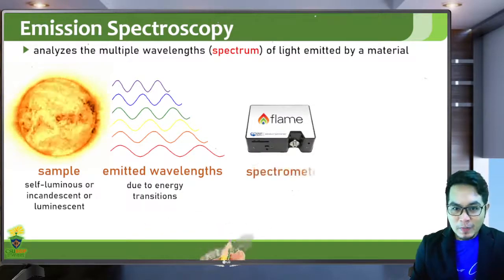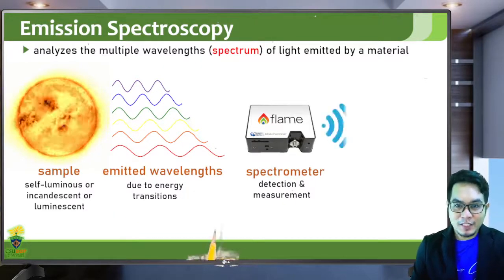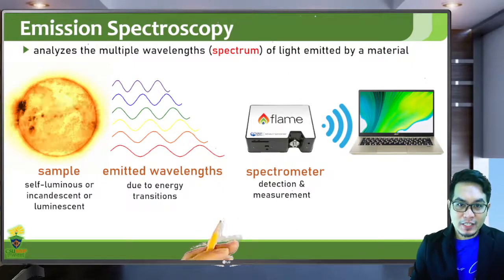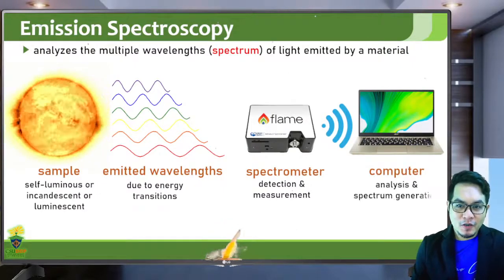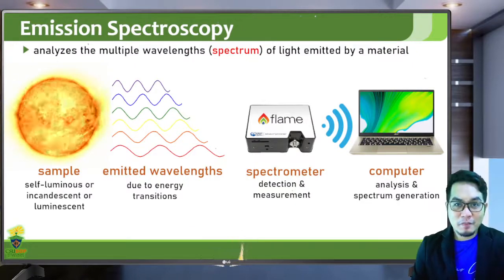Your spectrometer will then detect and measure these wavelengths, and transmit this data to a computer for the computer to analyze and generate an emission spectrum.